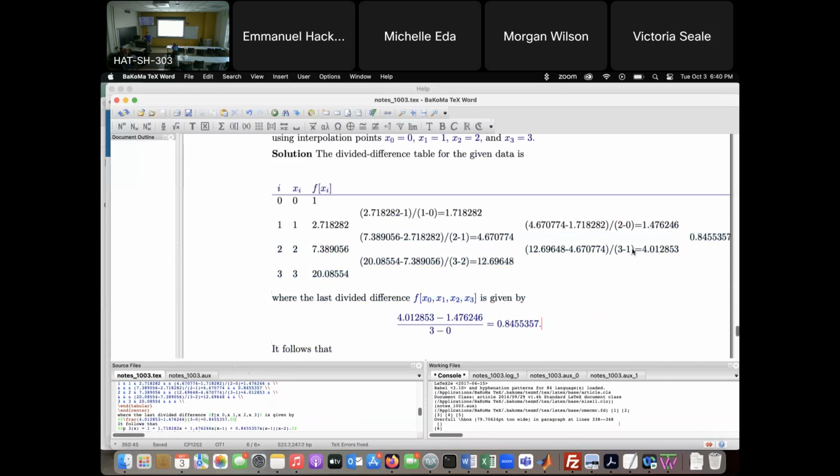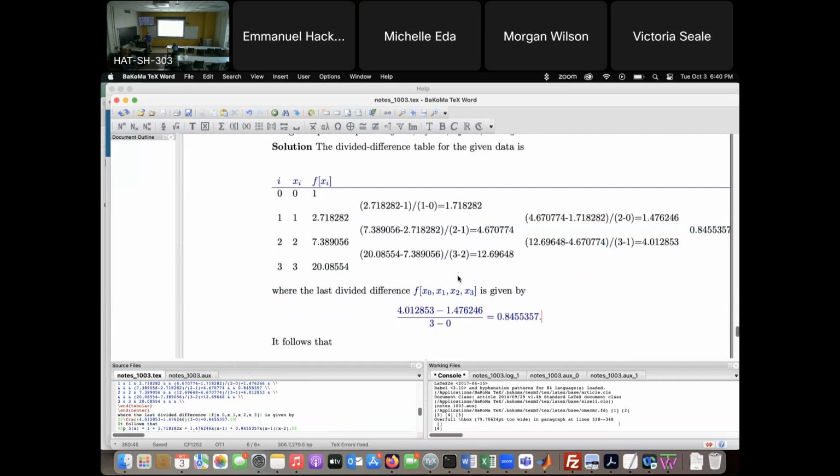This minus this divided by 3 minus 0. And all this is going to be posted on Canvas? Yes. Okay, I guess I get to do some of question number 8, slide.